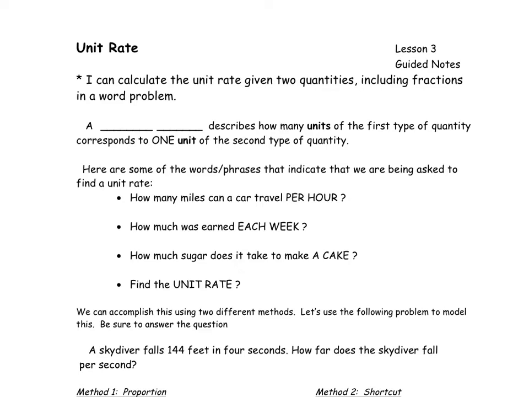So let's start. A unit rate describes how many units of the first type of quantity corresponds to 1 unit of the second type of quantity. And what's important about a unit rate is the second quantity is always talking about 1 per 1.